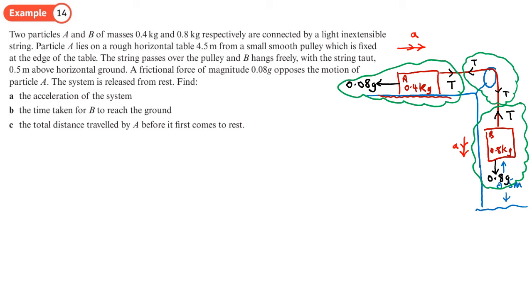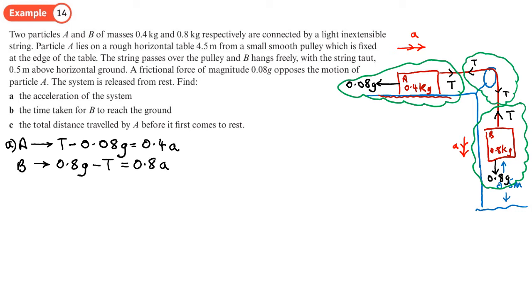So part A, find the acceleration of the system. So we need our equations of motion. Let's write down the equation of motion for A. Since it's moving to the left, the resultant force will be T minus 0.08G equals MA, or 0.4A. For B, the equation of motion will be 0.8G minus T, that's the resultant force, equals MA, or 0.8A.